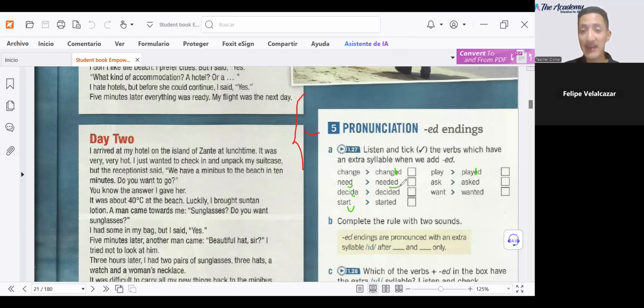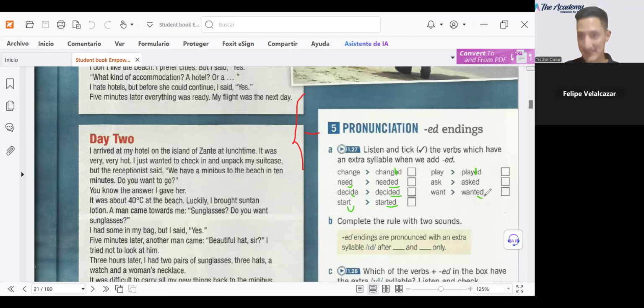If the verb ends in that, in those cases, I pronounce the E. So, needed, decided, started. Okay? And what about this? You tell me, Felipe, how do you pronounce want in past? How would it be? Wanted.